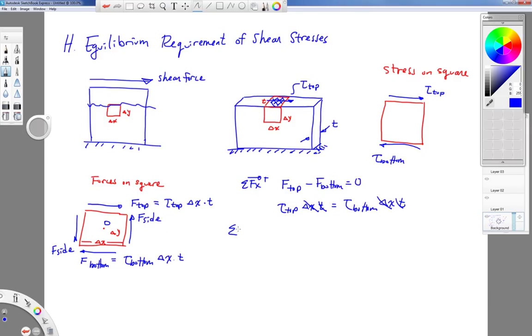If we do the summation of moments about point O, we have one force couple system that will be the force on the top times delta y, and opposing that, I guess this would be a negative if I put my positive directional rotation that way, and opposing that I'd have a positive force on the side times delta x.